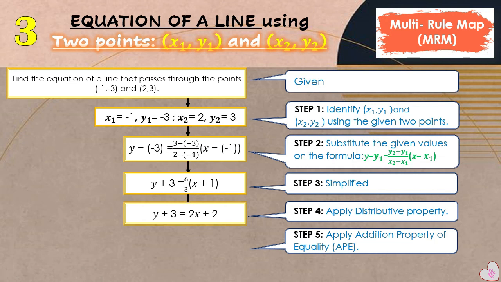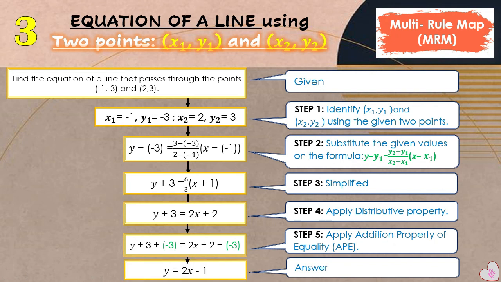Step 5, using APE, we need to eliminate 3 on the left side beside y, so you have to add the additive inverse or opposite number, which is negative 3. So you have to add negative 3 both sides, left and right. For the final answer, we have y is equal to 3 plus negative 3, that is 0. No need to write, equals 2x plus 2 plus negative 3, different sign. So you have to subtract 1. And then copy the sign of the higher number, which is 3, negative. That's why you have minus 1. So you have y equals 2x minus 1.